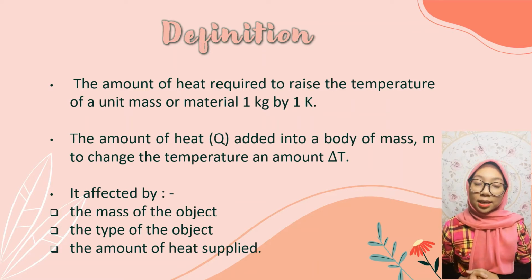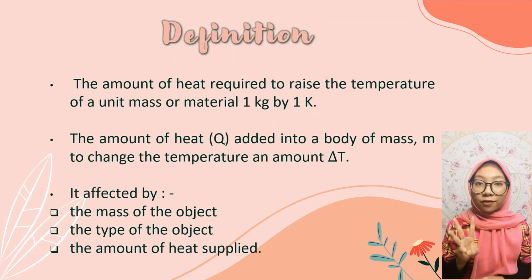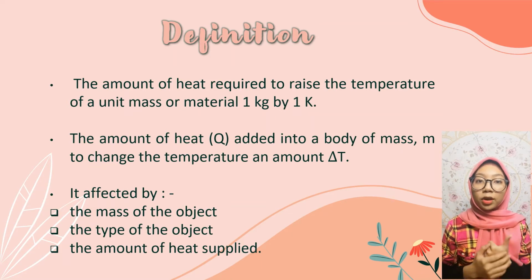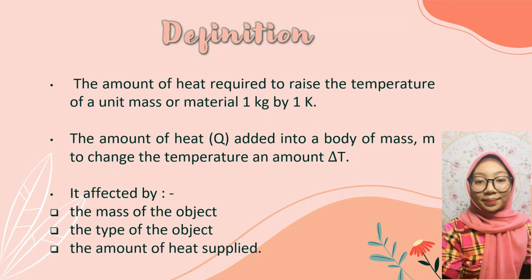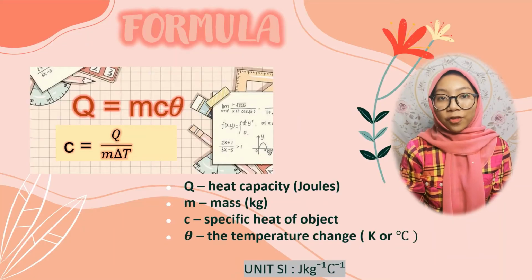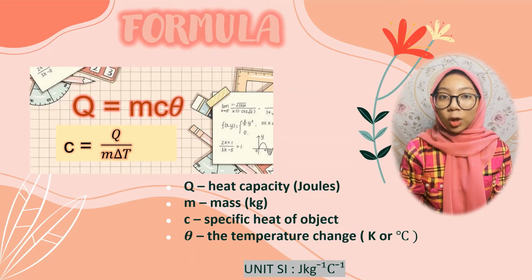Specific heat capacity is affected by three factors, which are the mass of the object, the type of the object, and the last one is the amount of heat supplied. A formula we'll use in this chapter is Q equal to mc theta. At the same time, it is C equal to Q over mass delta T.